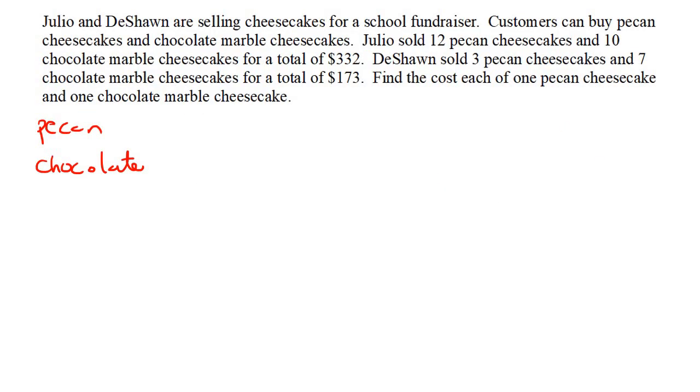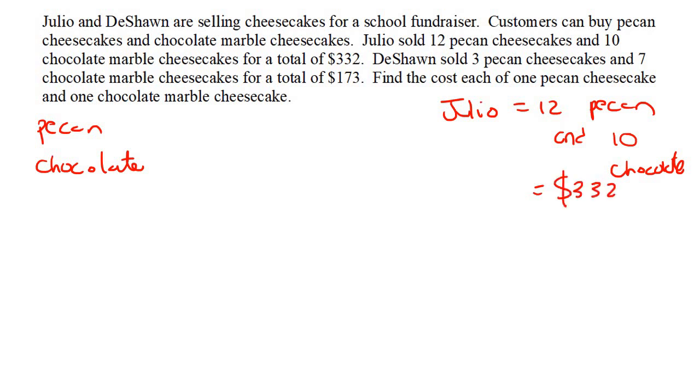Okay, so let's see. Julio sold 12 pecan cheesecakes. So let's just write that down. Julio can do 12 pecan and 10 chocolate. And the total was $332. Then there's Deshaun, who sold 3 pecan and 7 chocolate. And that was for $173.